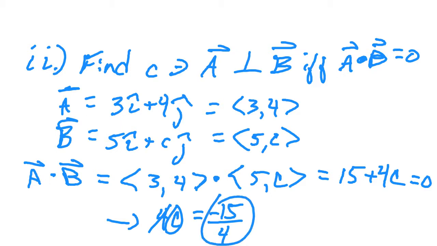Okay, so once again we can check that. I'm just going to go back and put negative 15 fourths in for c, and if I take that dot product, then I've got 15 just like I did before, but instead of 4c, it's going to be 4 times negative 15 fourths. It's going to be 15 plus negative 15, which does equal 0. So I not only found the c, but I verified that that c worked. Okay, so let me erase this and move along, and let's talk about projections.